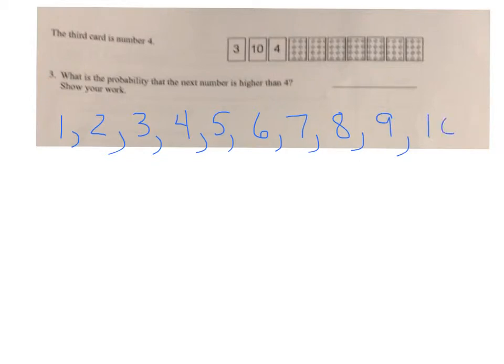Okay, so we are going to go ahead and redraw our numbers, 1, 2, 3, 4, 5, 6, 7, 8, 9, 10. And then what we're going to do is cross out the 3 and the 10 and take a look at number 3. It says, what is the probability that the next number is higher than 4? Because here's the 4. So we're going to cross out the 4. So what is the probability? So on this particular one, they actually want you to give an actual probability. All right, so let's go ahead and think this through. Okay.